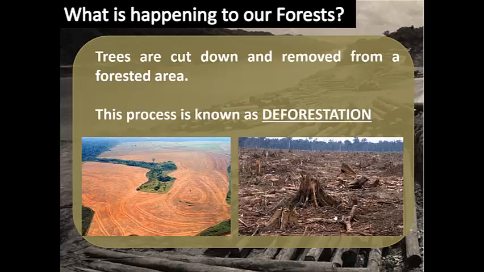So what is actually happening to our forests? Well, the trees are being cut down and removed from a forested area, and this is a process known as deforestation. Now, the mode of deforestation doesn't matter. It can be through chainsaws, axes, or even fire. As long as trees are removed from an area, it is known as deforestation.